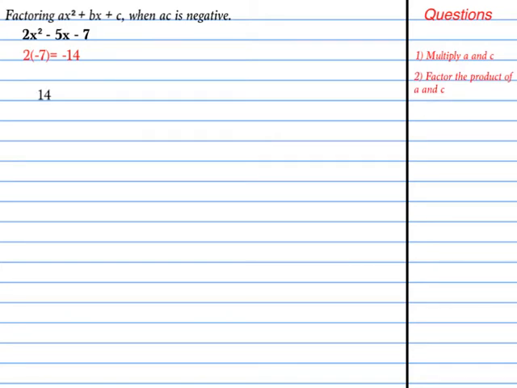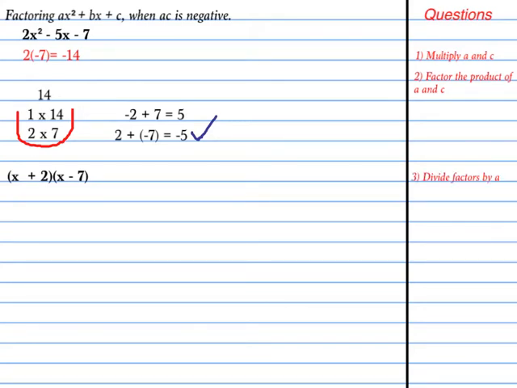So factors of 14: 1 and 14 and 2 and 7. So what I'm looking at is a combination that will give me 5. And since one's got to be positive and the other's got to be negative, I know that negative 2 plus 7 gives me a positive 5. And if I do 2 plus a negative 7, that gives me my negative 5. So my factors will be 2 and negative 7. So x plus 2, x minus 7.